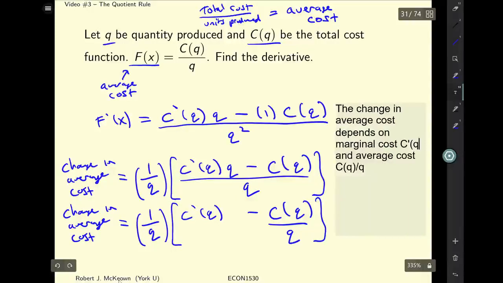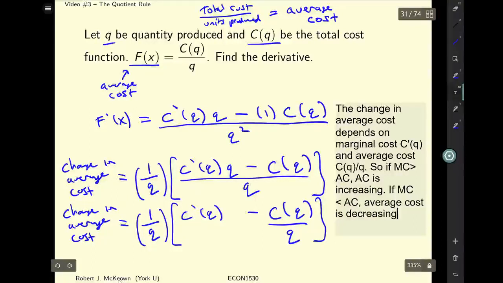C prime Q. So if the marginal cost is greater than average cost, average cost is increasing. If the marginal cost is below average cost, average cost is decreasing.